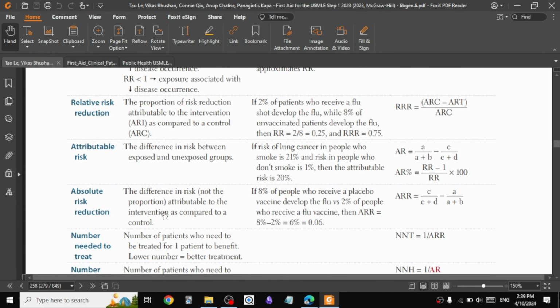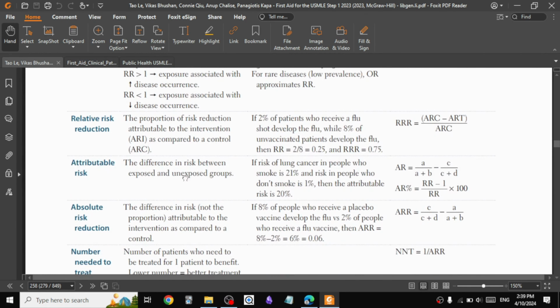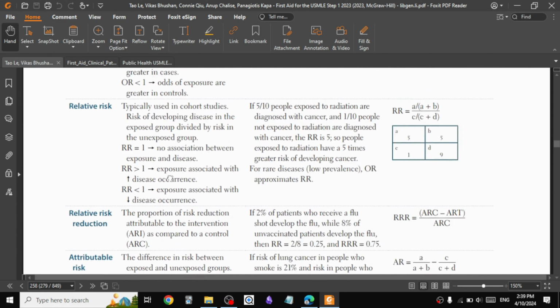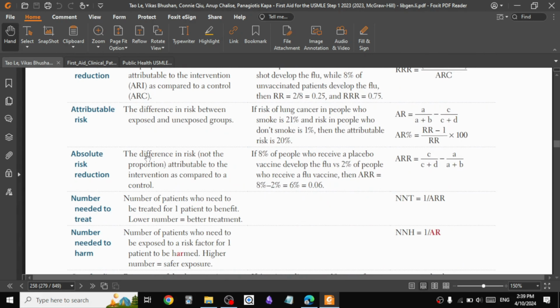So the absolute risk, right? Absolute risk reduction. Yeah. So if they ask you to calculate just the absolute risk, it'll be these two things, right? So absolute risk reduction is the difference in risk, not the proportion attributable to the intervention as compared to the control, right? So you gave something and now you're measuring the difference between the two, right? So you see how the opposite of attributable risk is this thing now, all right?